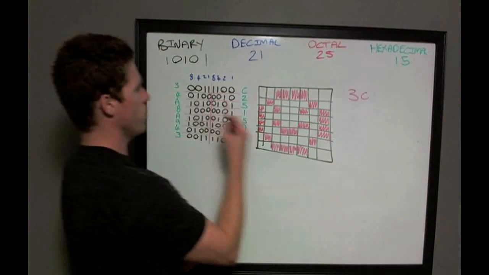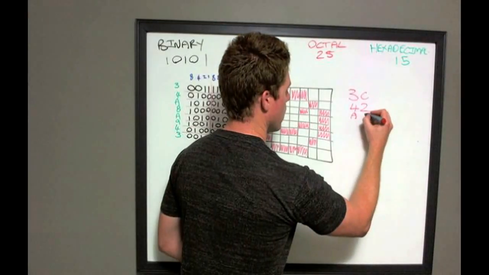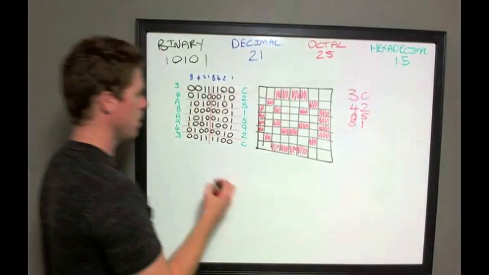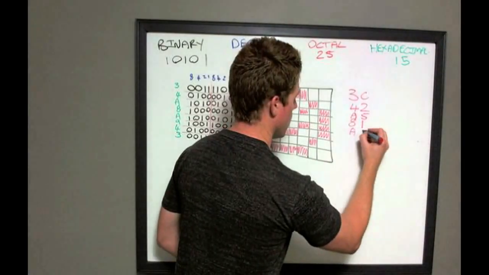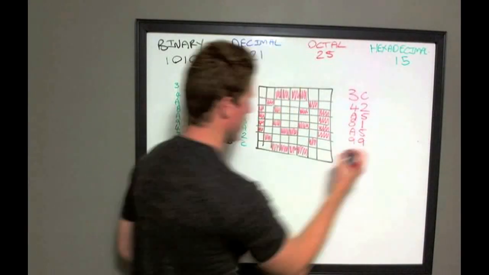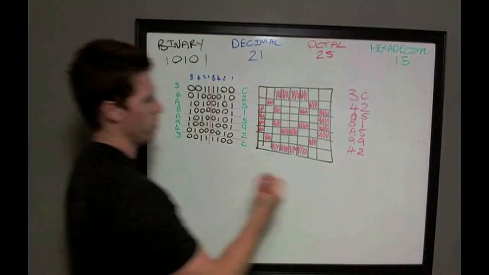3C, 42, A5, 81, A5, 9942, and finally we finish it off with 3C again.